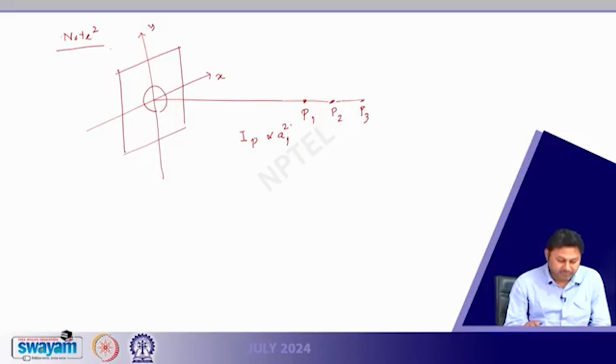In a similar way, if I widen the aperture, for a wider aperture, for a near point P1 on the axis, in such a way that the aperture transmits not one but the first two half period zones, then the intensity IP1 will be proportional to A1 minus A2 square.